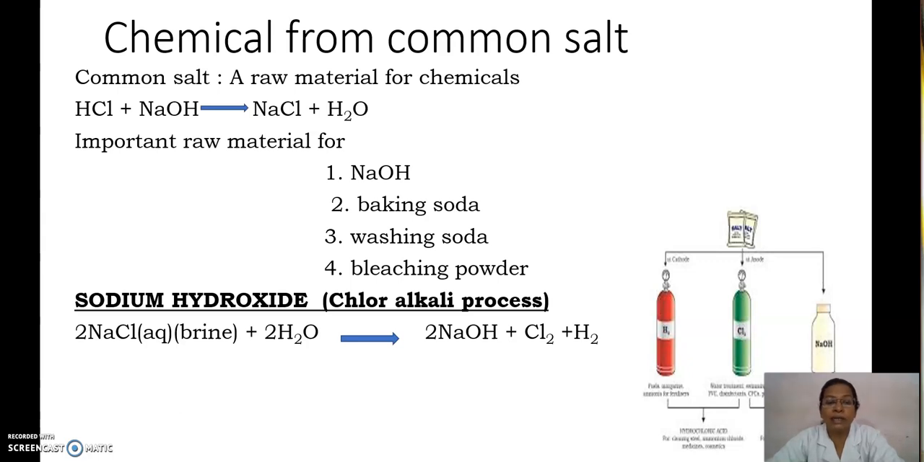So sodium chloride is a raw material for the production of sodium hydroxide, baking soda, washing soda and bleaching powder. The production of sodium hydroxide is also known as the chlor-alkali process. When electricity is passed through an aqueous solution of sodium chloride, it decomposes into three products: sodium hydroxide, chlorine and hydrogen. Chlorine is used for bleaching. You also have to study the functions of all three products. So the chlor-alkali process is an important one. We will continue the next portions in the next class.